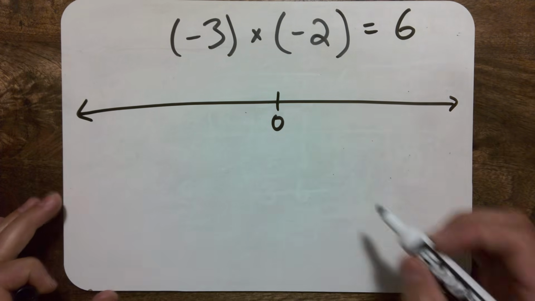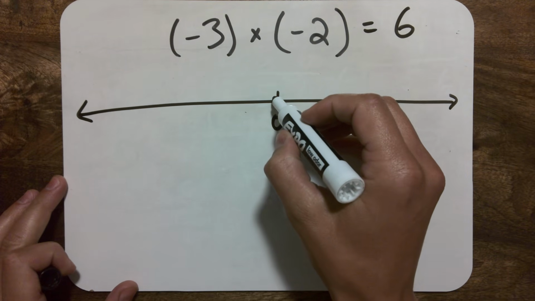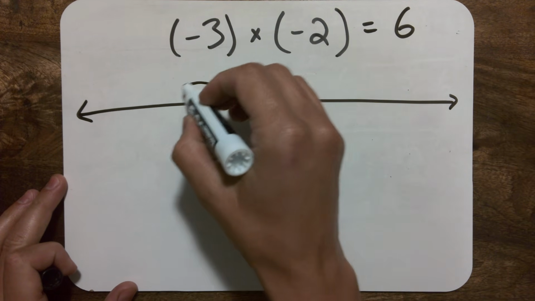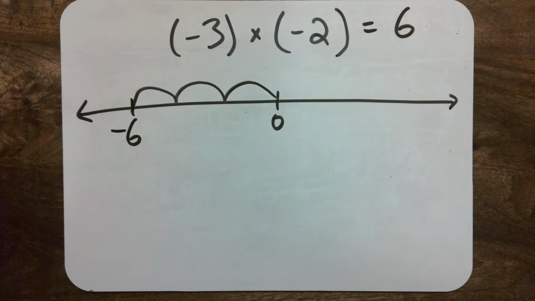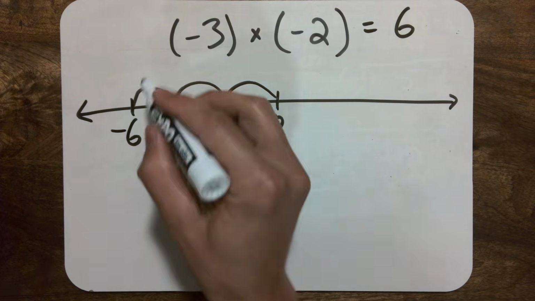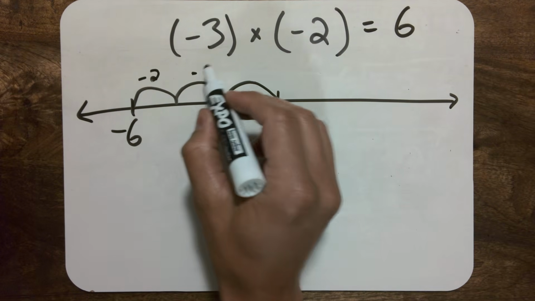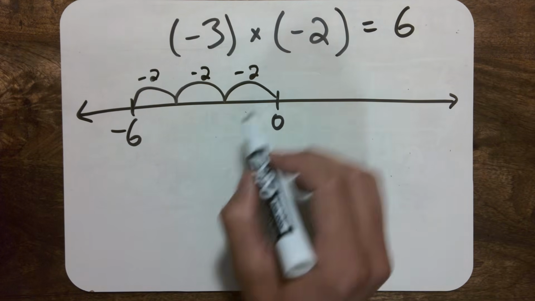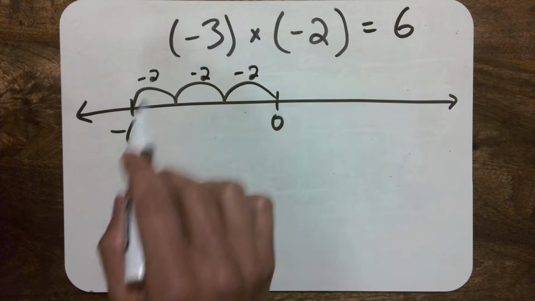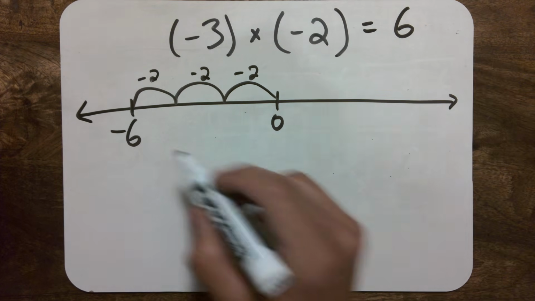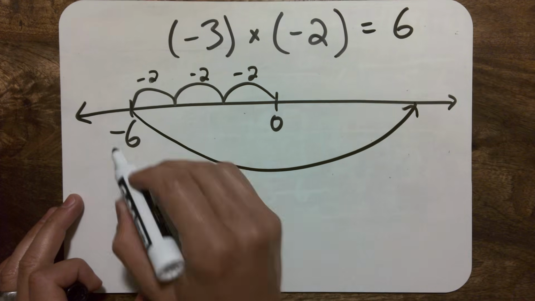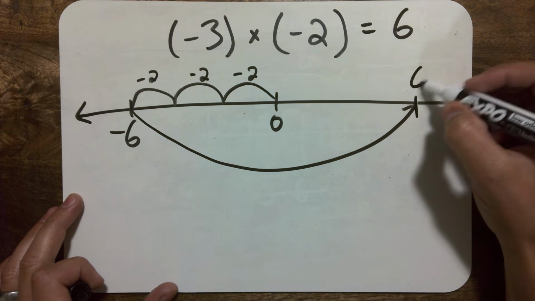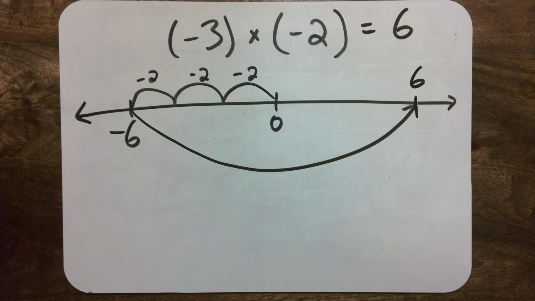And then again, number line will be the representational model. Again, I'm going to start by doing 3 groups of negative 2. All right, so that's 3 groups of negative 2. Right, these each have a size of negative 2. But I want the opposite of this. Right, so I need to go to the opposite side of the number line, so the same distance on the opposite side. So the opposite of negative 6 is positive 6.